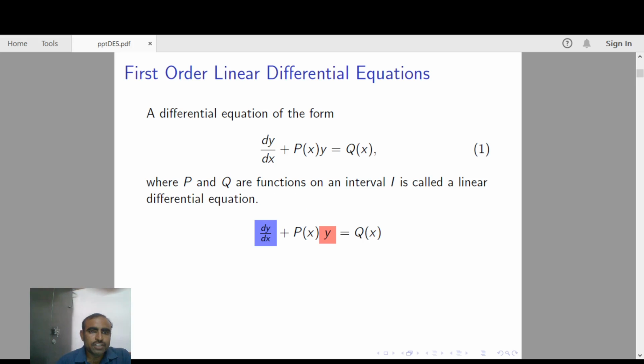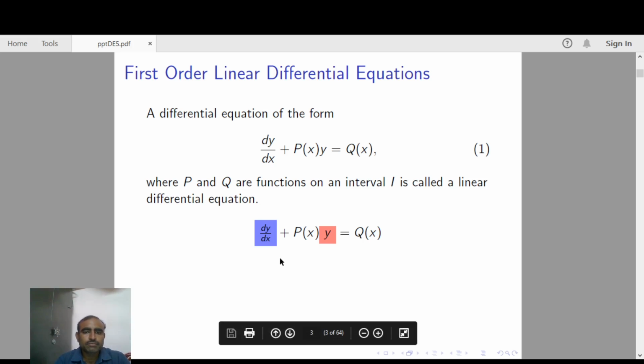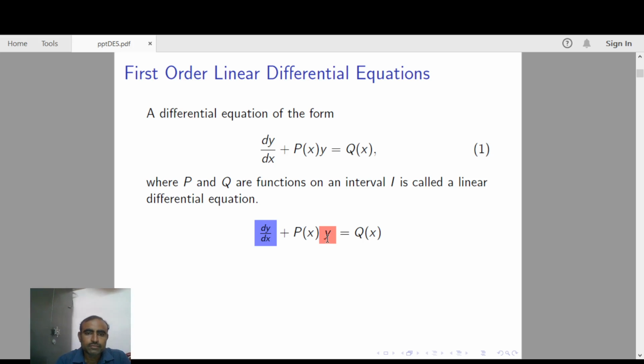First, let's start with the definition of linear differential equations. A differential equation of the form dy/dx + p(x)y = q(x), where p, q are functions of x, is called a linear differential equation. Here we have a first order derivative, and the degree of y is 1. So this is a linear differential equation.